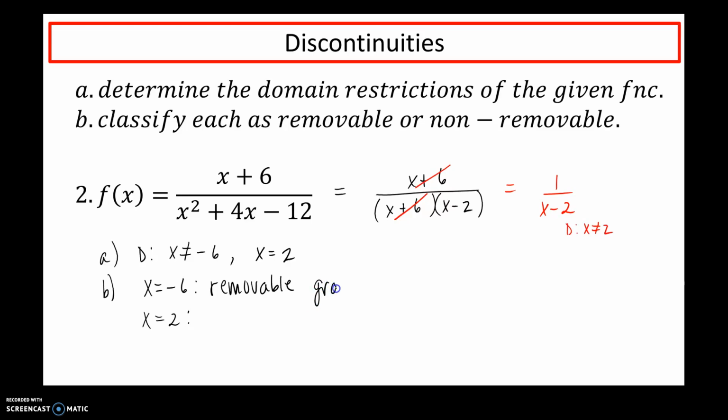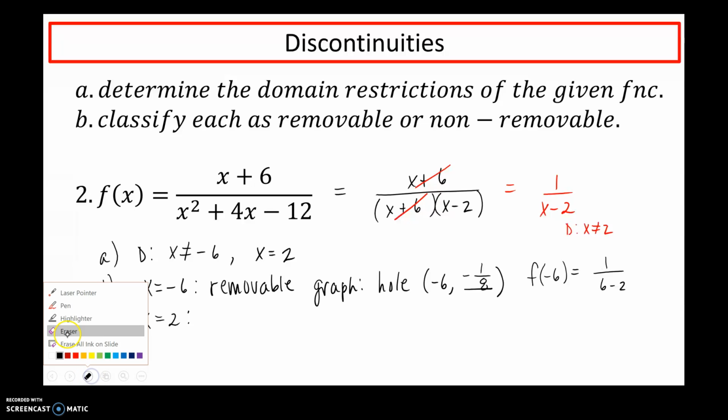And graphically, that tells me there's a hole at the point -6, comma, something. Well, think about where we can now plug that -6 back into. I can plug -6 now into my simplified function. So 1 over -6 minus 2. So -6, comma, -1/8. I'm literally going to have to graph a hole on the next slide.